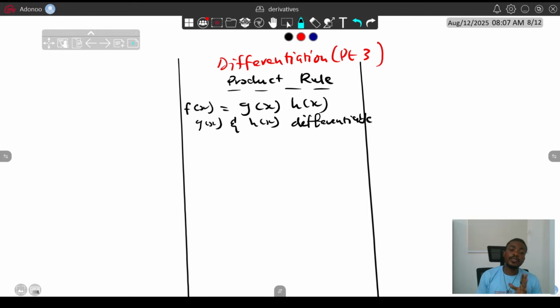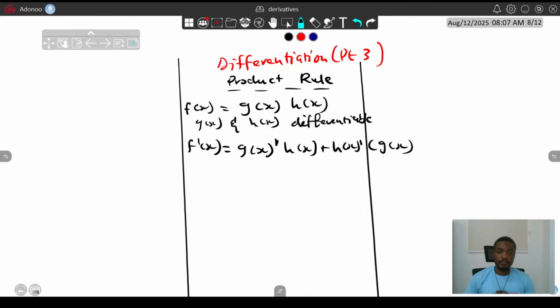So the product rule simply says that if we have a function like this, then f prime of x is equal to g prime of x times h of x plus h prime of x times g of x. Let's look at an example.